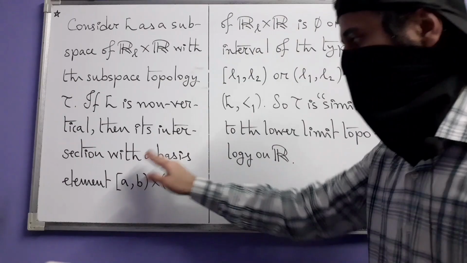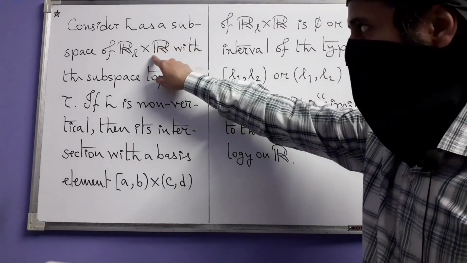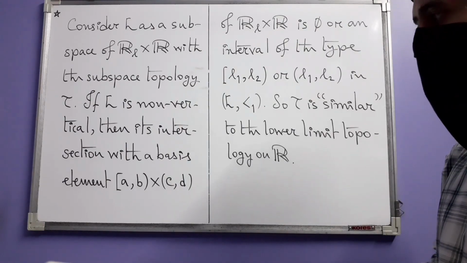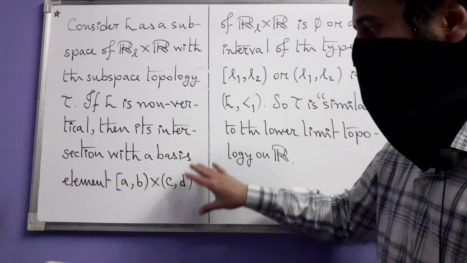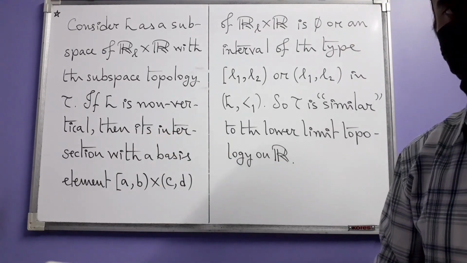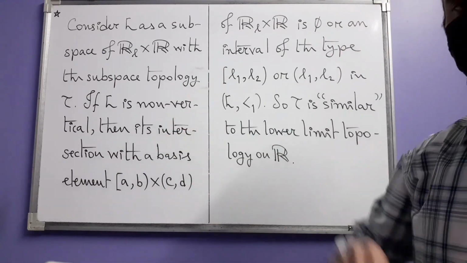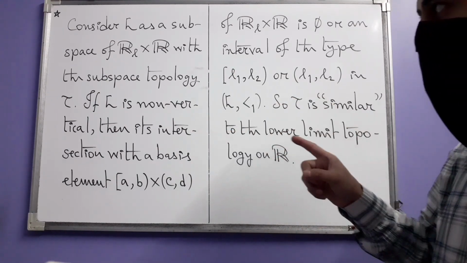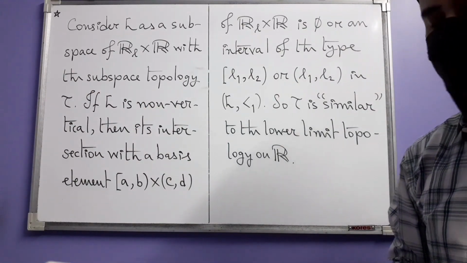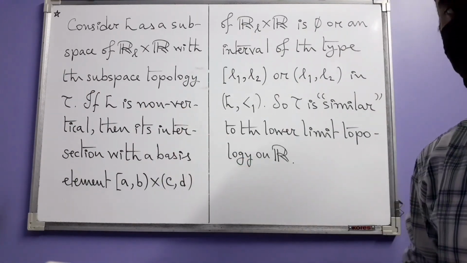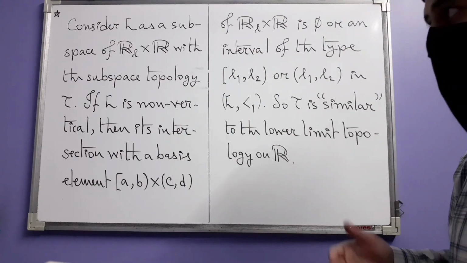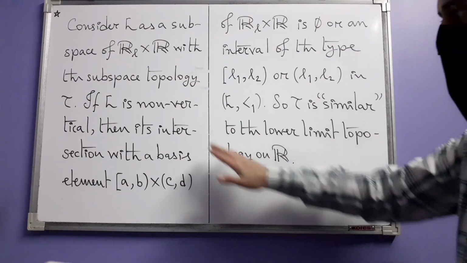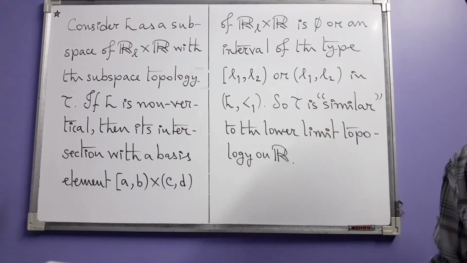So sets like this form a basis for the product topology on this space, and that is why, by the definition of subspace topology, if we take intersections of these basis elements of the product topology with L, then we get a collection of sets that will be a basis for the subspace topology tau. So if we can figure out how these intersections look, then we can have an idea of what type of topology tau is. That is why we did this. So let's now understand this and this.